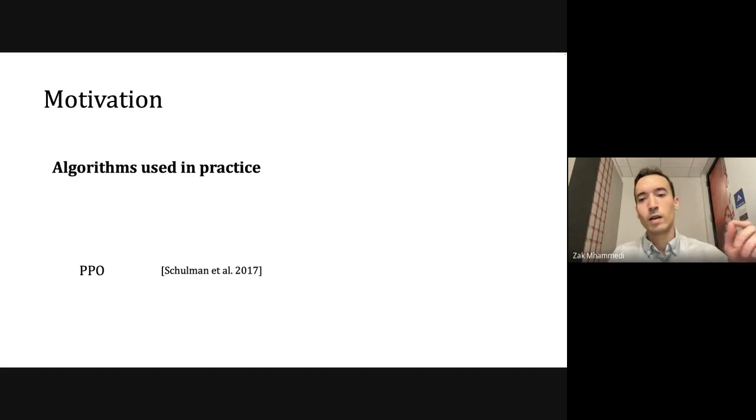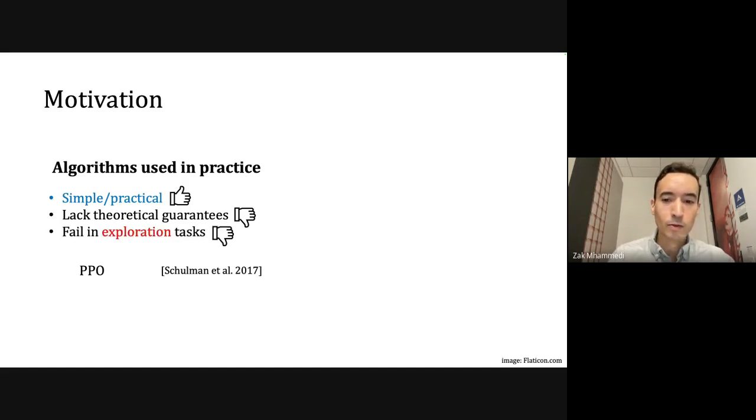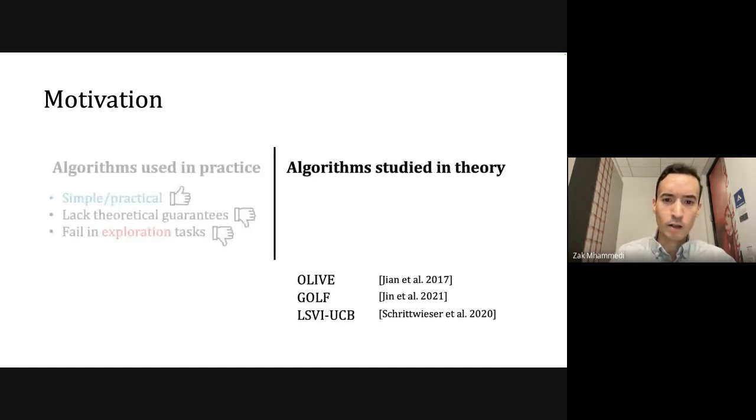When you look at the algorithms that people use in practice, they're often simple ones like PPO that are easy to implement and use. But the problem with these types of algorithms is that they typically do not come with any sample complexity guarantees. In fact, they fail when the RL task needs more than basic exploration. On the flip side, the algorithms studied in theory do come with sample complexity guarantees, which is great.